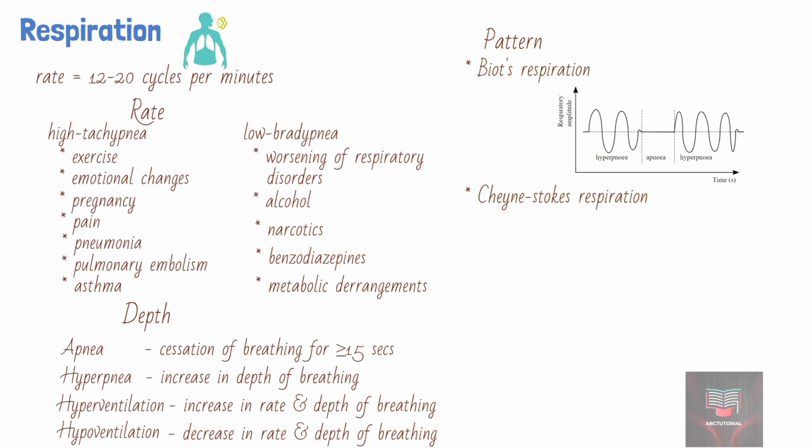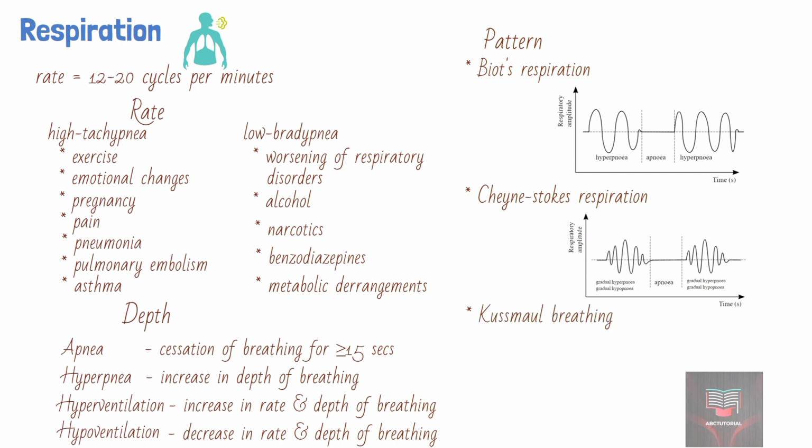Cheyne-Stokes respiration is a peculiar pattern of breathing where there is a gradual increase in the depth of ventilation followed by a gradual decrease and a period of apnea. It can be due to hypoxemia. Kussmaul breathing is an abnormal breathing pattern characterized by hyperventilation at a consistent pace. It can be seen in diabetic ketoacidosis.